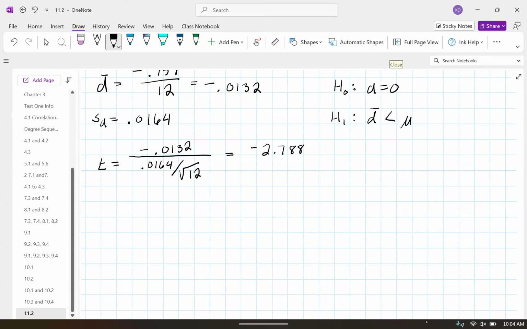So mu is my population, D is my difference, so D bar. For my null hypothesis, I say D equals 0. For my alternative hypothesis, we're looking at a left-tailed test. We're going to say our mean difference is less than 0 in this case. And it is, but is it a big enough difference? Here's my T of 0, and the T I get is negative 2.788.